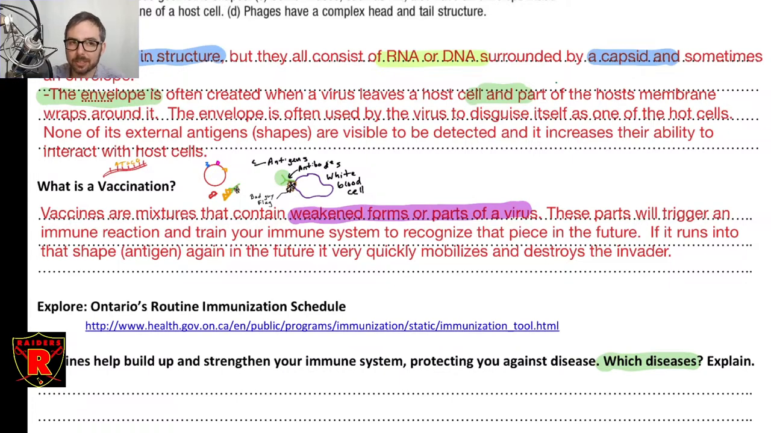We have to predict which strains of flu will be popular in a given year. Then we make our vaccine and hope that we're right about which ones we guess will be popular strains, in which case it will offer you good protection. If we're wrong, then the vaccine in that particular year does not offer good protection against the flu. And then we do the whole thing again the next year. So we make some guesses with the flu vaccine, and that's why you have to be vaccinated every year.